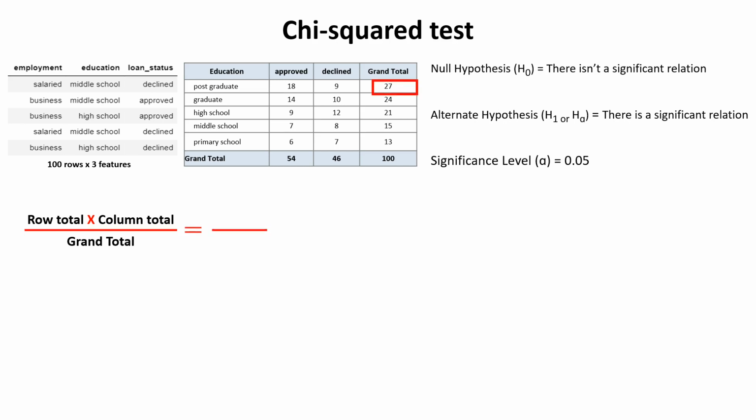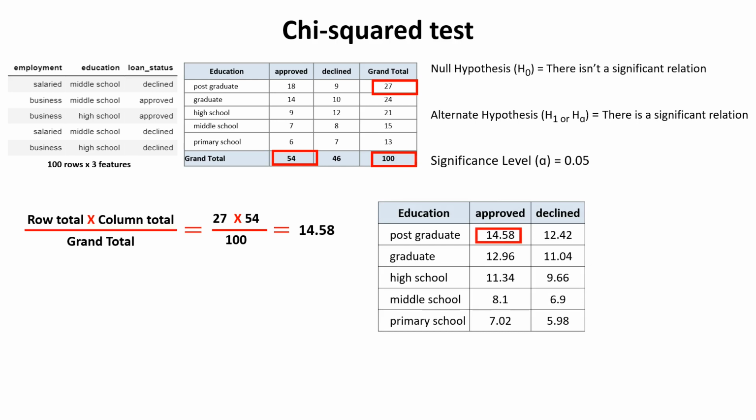Those are 27, which is the row total for postgraduate, then 54, which is the column total for approved. Then we take the total number of rows available in this data frame, which is 100, and ultimately we come up with this value, which is 14.58. Exactly the same thing we are going to repeat for each of the rows and each of the columns. In the next step, we will calculate for graduate, and for that we will multiply 24 by 54 divided by 100. So after doing this calculation, we come up with this table.